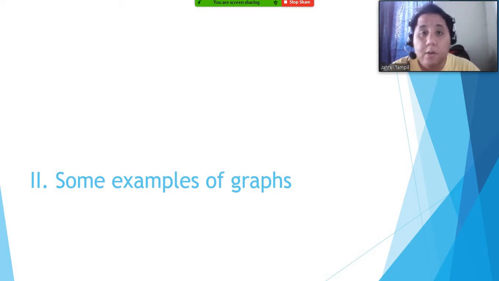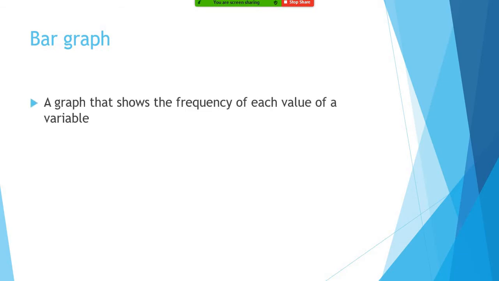In this video, we're going to look at another visual description of data, which will be graphs. One example of a graph that we can use to visually describe our data is a bar graph. A bar graph is a graph that shows the frequency of each value of a variable.